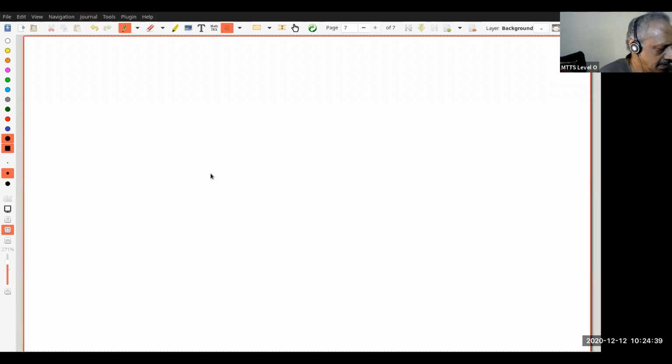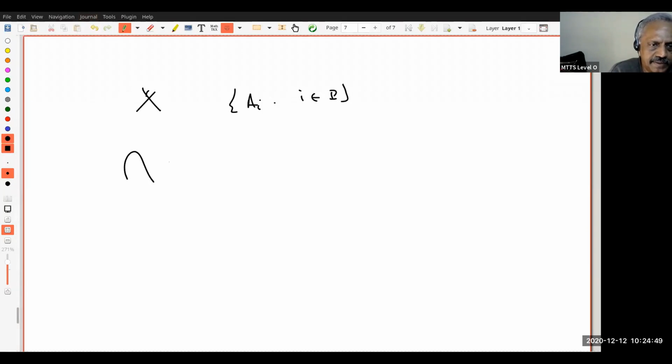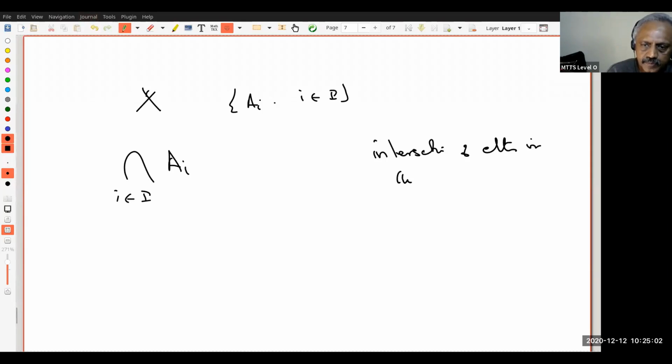Okay, I think that is now more than enough. Let us look at arbitrary intersections, with the same notation: A_i, i in I, an indexed family. I want to define the intersection of A_i, i in I. This is what is known as the intersection of the elements in the indexed family.